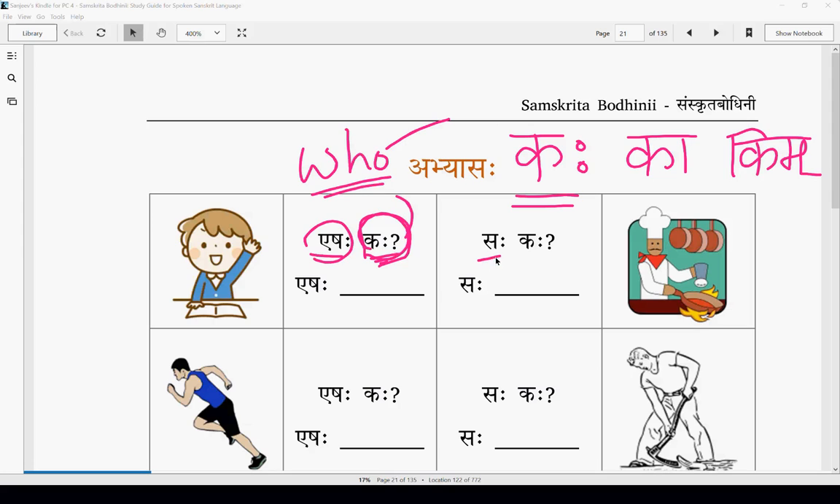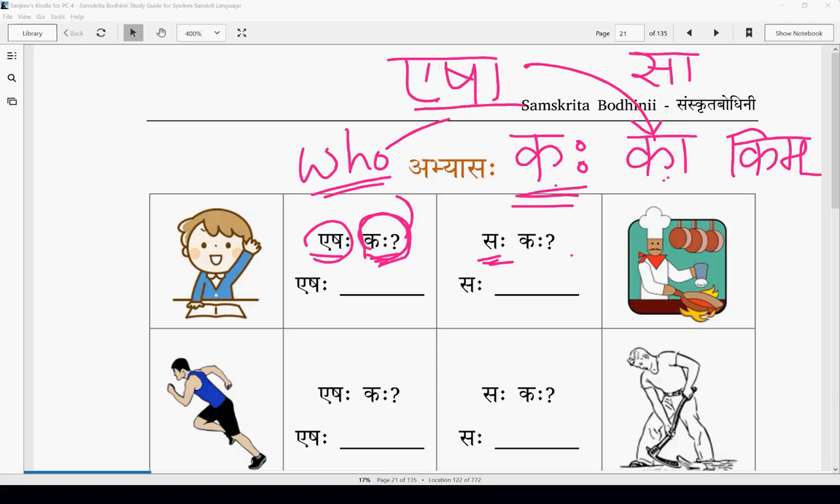So if it is with Eshaha or Saha, we want to use Kaha. Eshaha Kaha or Saha Kaha. And similarly for the Strilingam, we use Esha Ka or Sa Ka. So Esha Ka means what? Who is she?